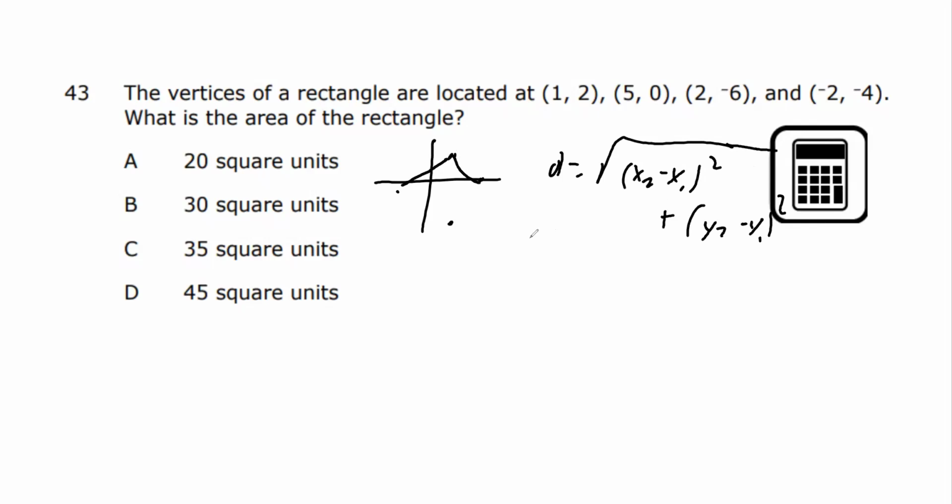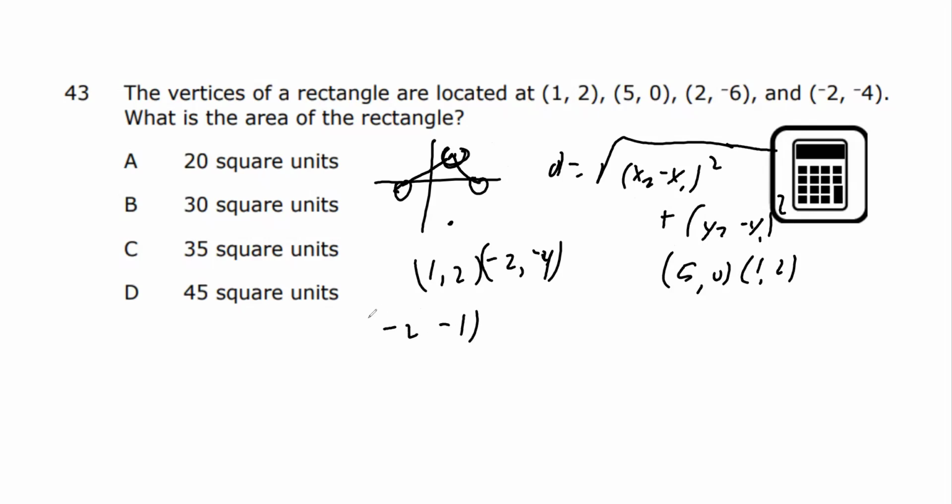All right, this point here, I'm going to do 1, 2. That's this point. And then -2, -4, which is that point. Then I'm also going to do 5, 0, which is this point, and also 1, 2, which is that original point right there. All right, so here we go. x2, -2 minus 1 squared plus y2, -4 minus 2 squared, and that's the square root of all that.